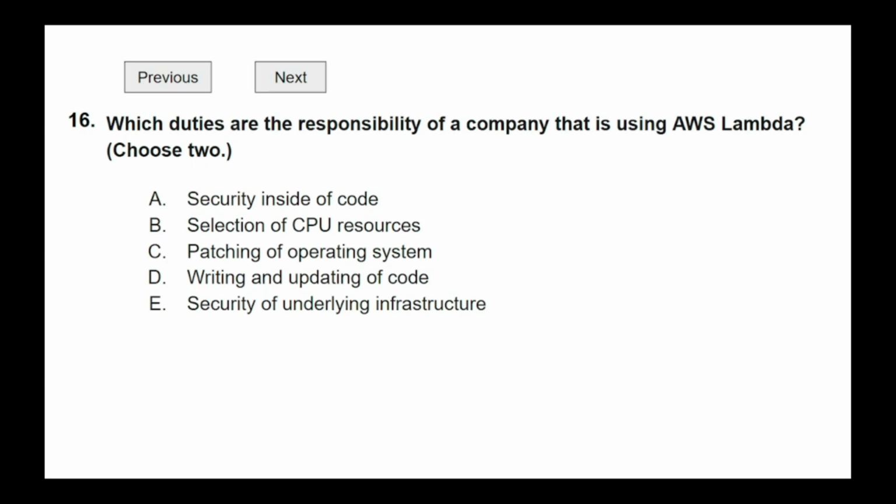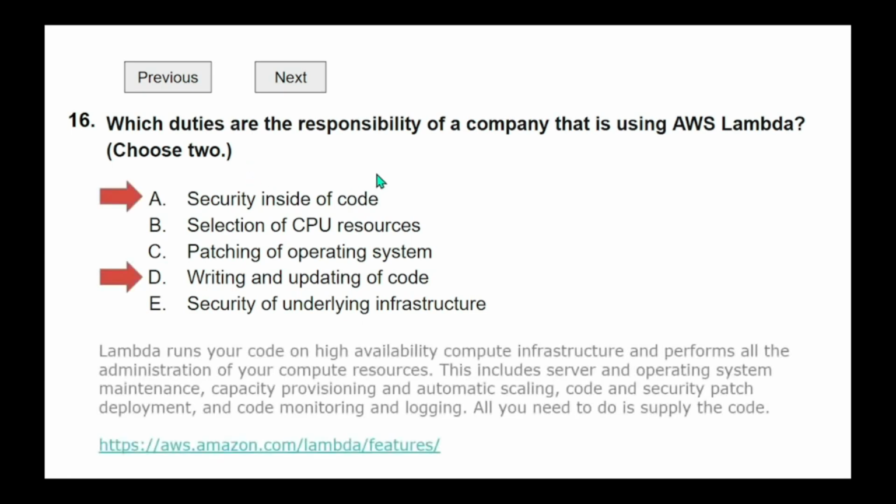You know, for AWS Lambda, the developer or the users will write their own code. So definitely you have to, number one, have security inside of your code. So AWS will not be responsible for any security leak inside of your code. Number two, you are the one as the user who will be responsible for writing and updating of your code.